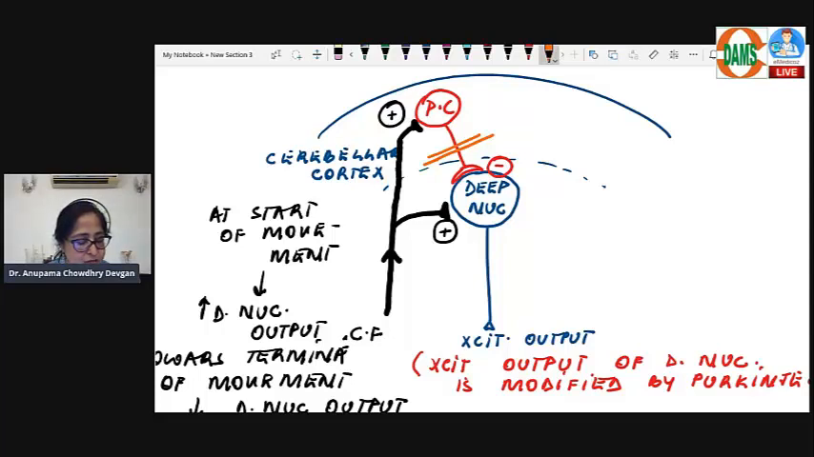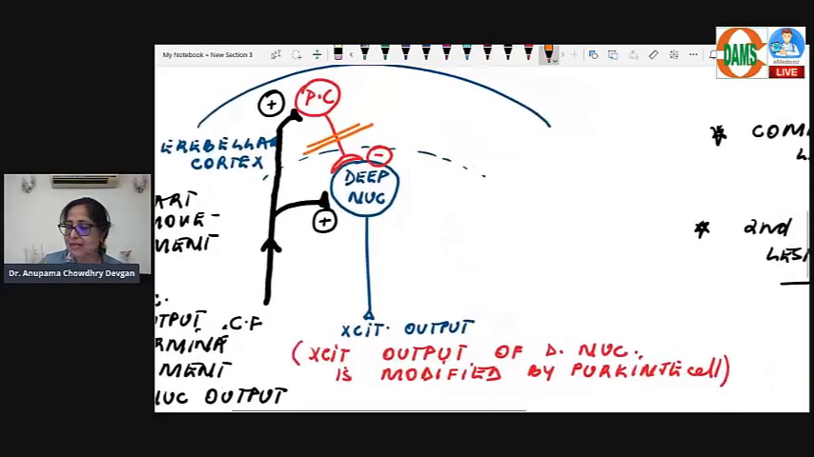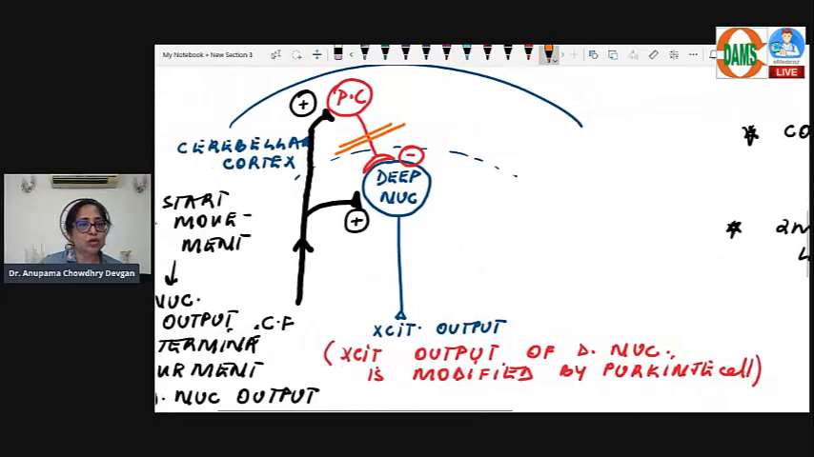Overshoot towards termination of movement, pendular jerks. Awesome, thank you. Okay, done. So if there is a lesion of the cerebellar cortex, there are going to be overshoot, rebound phenomena, intention tremors, past pointing, etc. So this is as far as your climbing fiber connection is concerned.